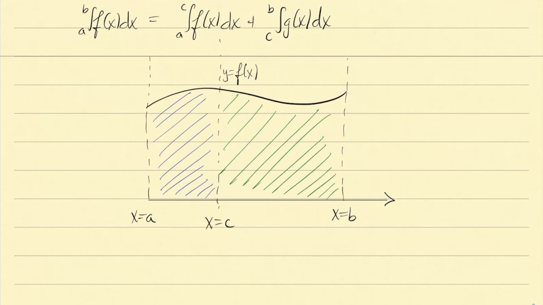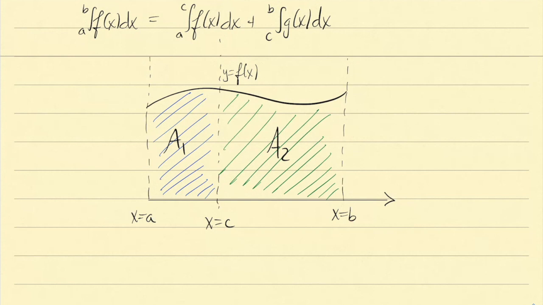These two regions each have an area. We'll call them a1 and a2. If I want the integral from a to b of our function f, then clearly the area of the entire region in this picture should be the sum of the area labeled a1 and the area a2. Well, but a1 is the integral from a to c of our function f, and the area a2 is the integral from c to b of our function f.